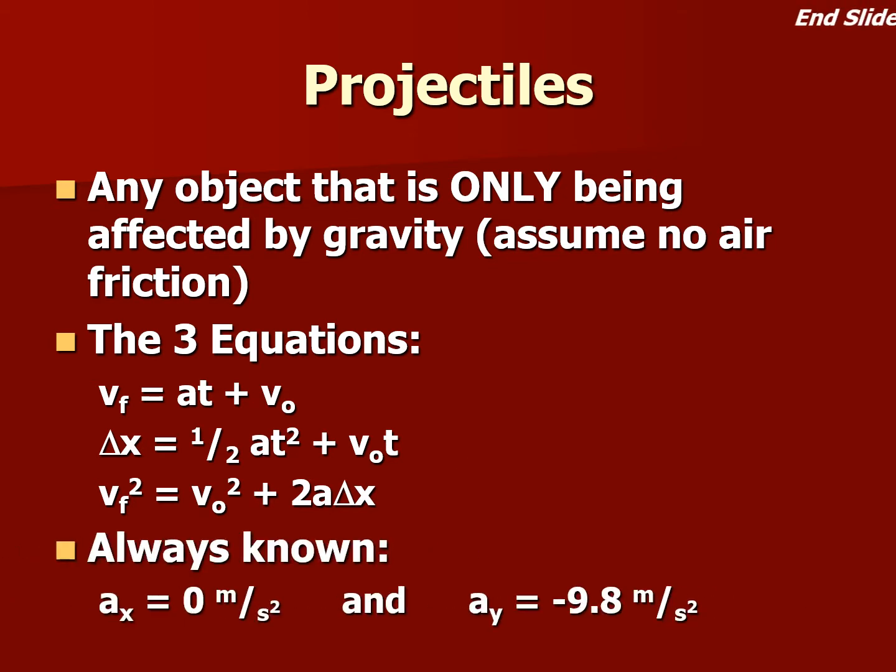First of all, the acceleration in the x direction is going to be 0 meters per second squared. There's no acceleration horizontally. All the acceleration is vertical, which is negative 9.8 meters per second squared.